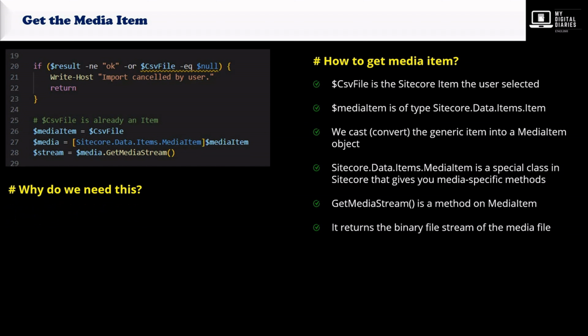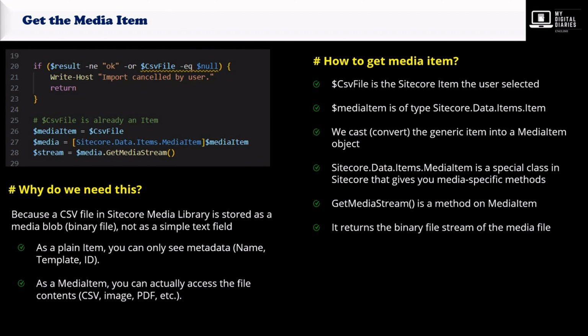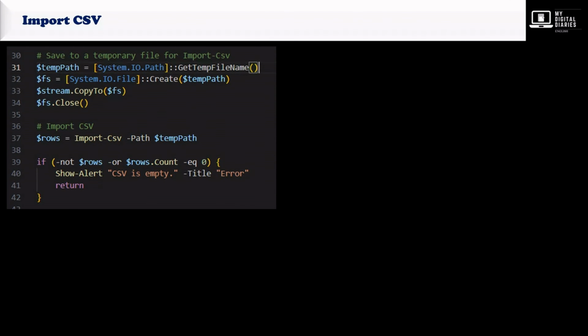Now why do we need this? Because without converting it, we would only see the metadata. By turning it into a media item, we can finally access the real content of the file, the rows and columns inside that CSV. In short, casting the item and calling GetMediaStream is how we bridge the gap between Sitecore item metadata and the actual CSV file we need to process. Now in this stream we actually have the content. Alright, so now we have got the CSV file stream from Sitecore. Now what do we have to do next?